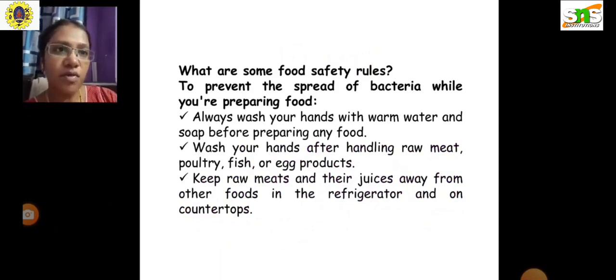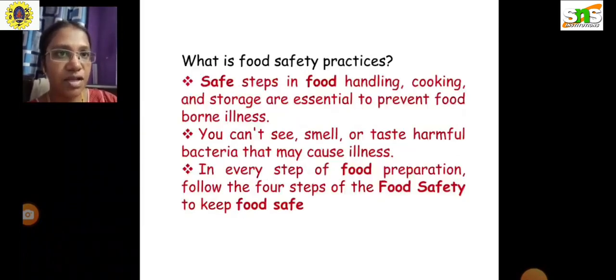So what are some of the food safety rules? First, we have to prevent the spread of bacteria while preparing foods. The basic things are to wash our hands, wash the handling products that we are using, and keep raw meats or their juices away from the refrigerator and the countertops.